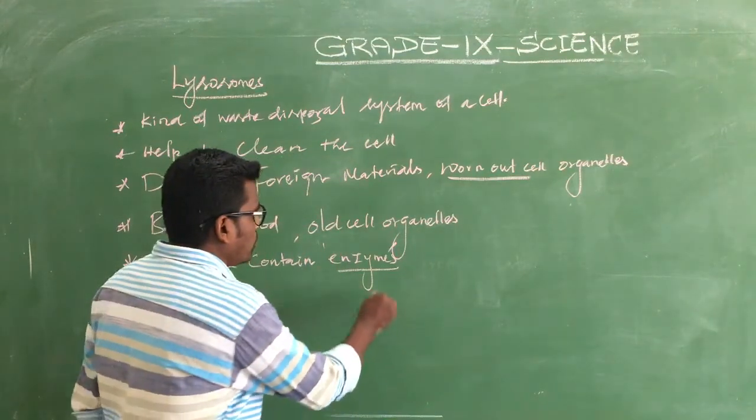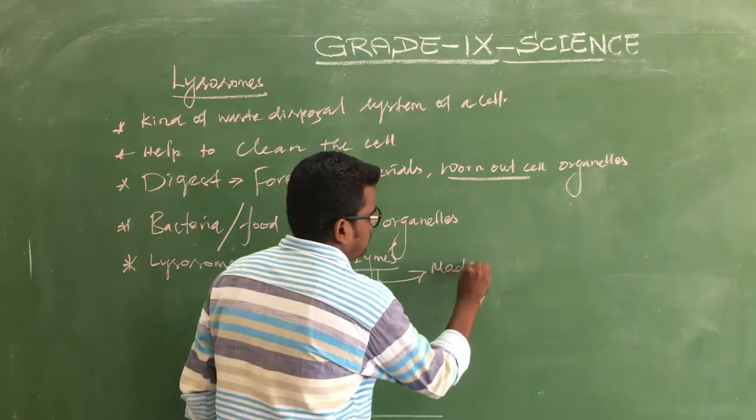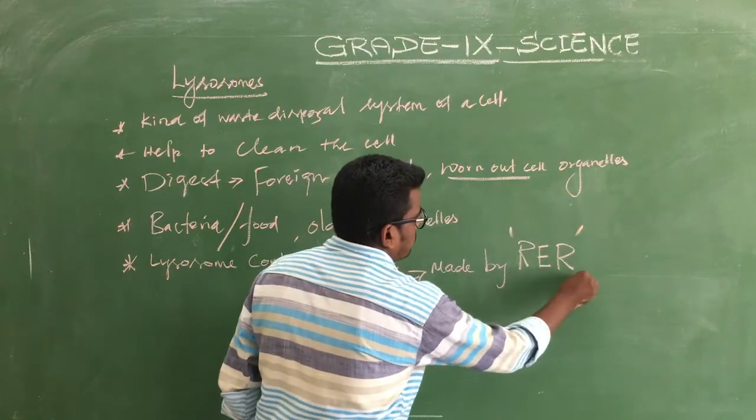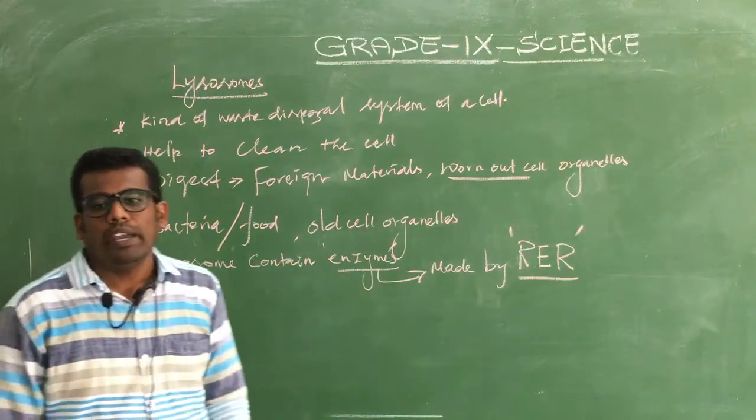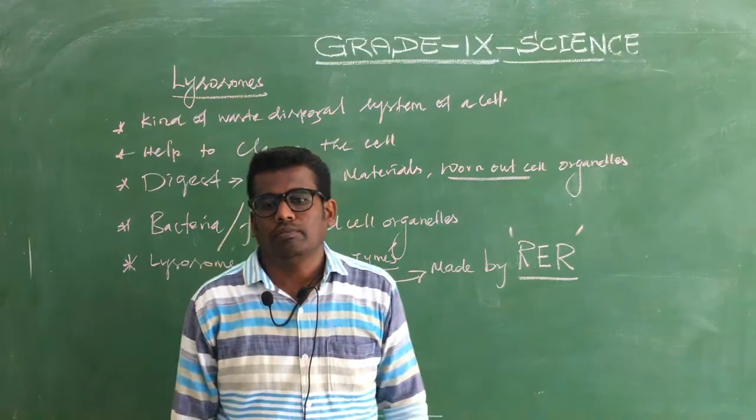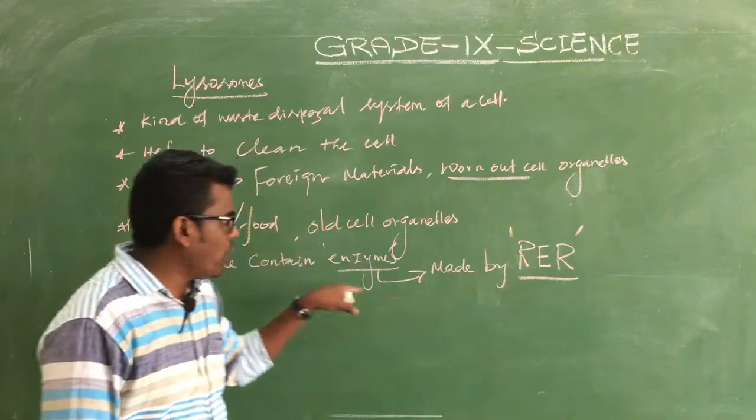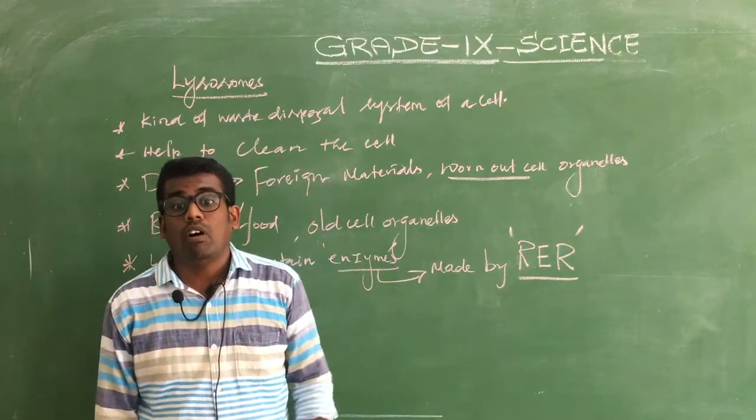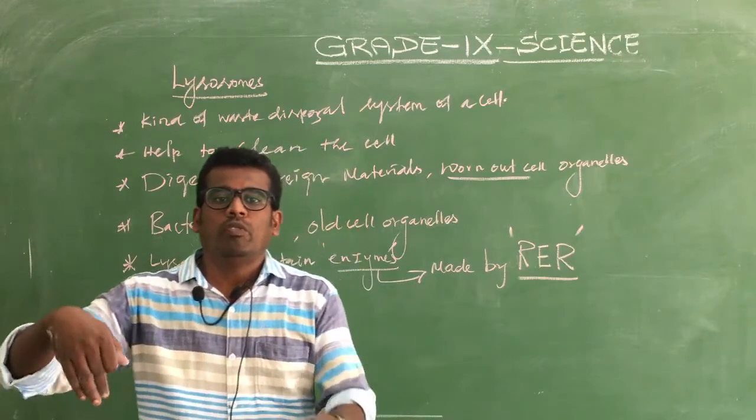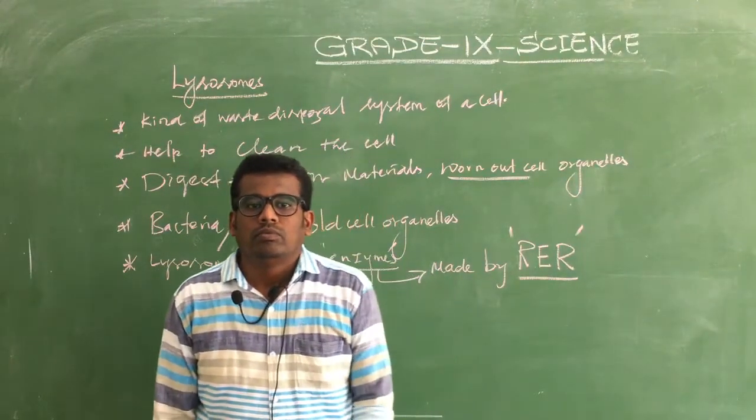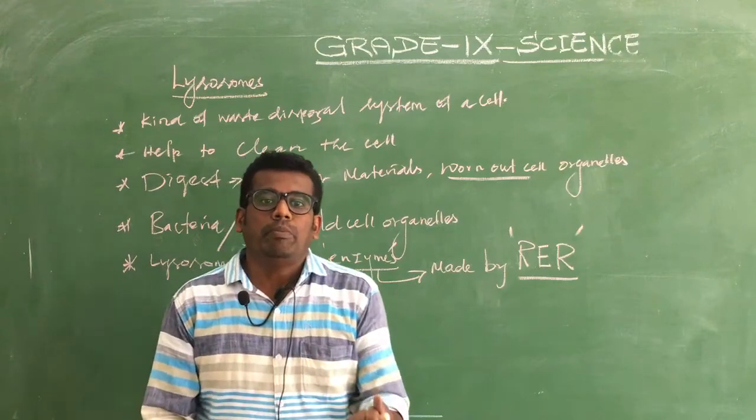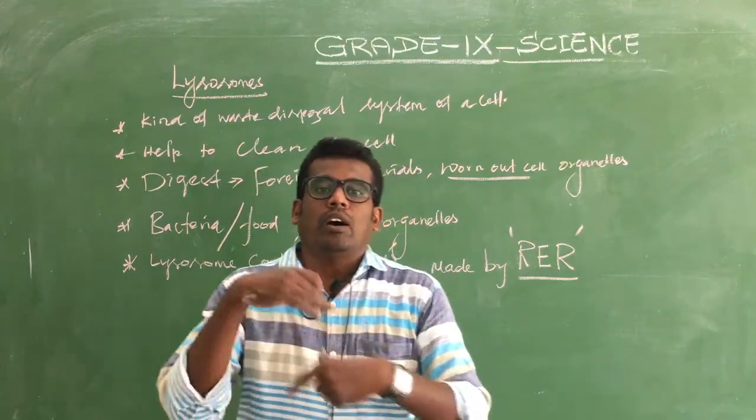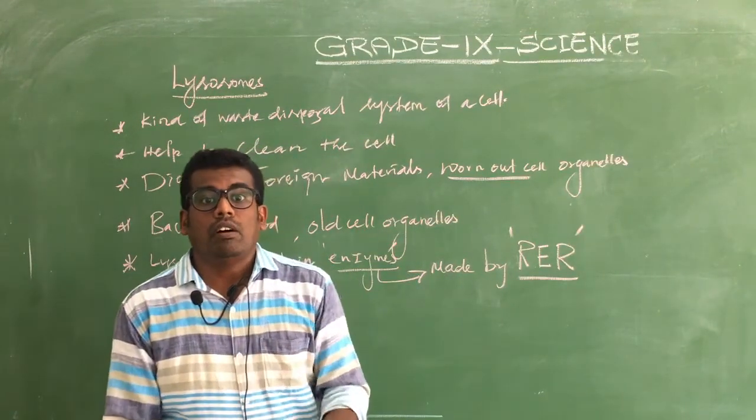These enzymes are made by the rough endoplasmic reticulum. Simply put, these enzymes break down organic material. Organic material, you know what is organic and what is inorganic. These enzymes are made by the RER, rough endoplasmic reticulum, and they break down the organic materials.